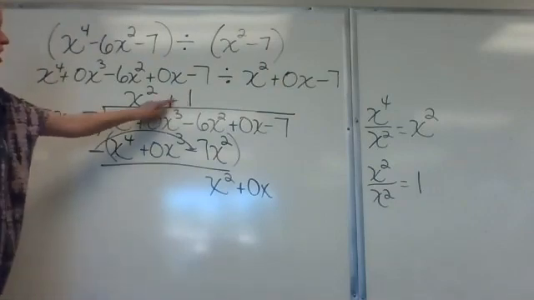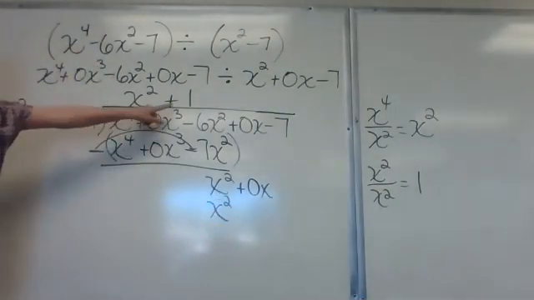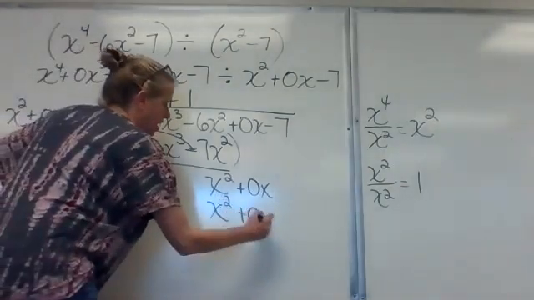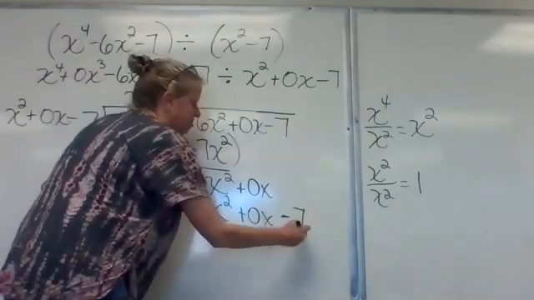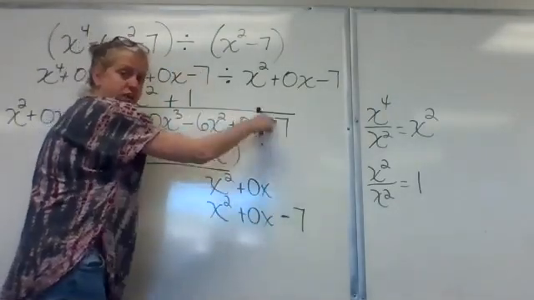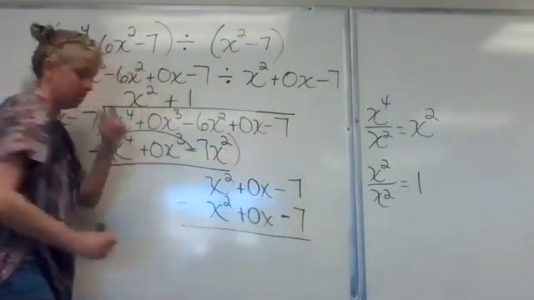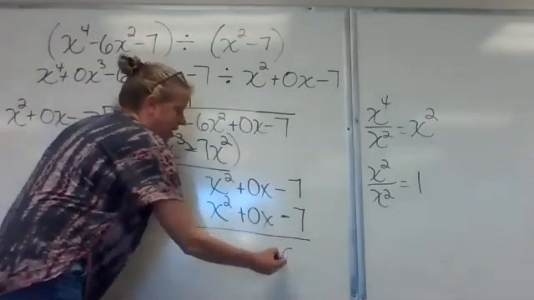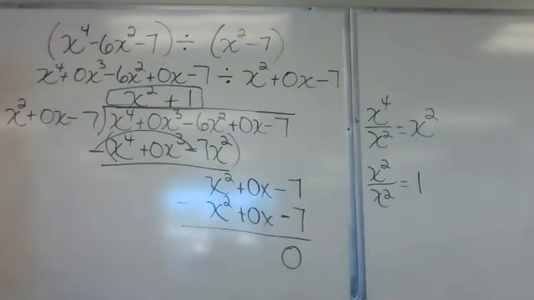Look what happens. 1 times x squared is x squared. 1 times 0x is going to give me 0x. But look what I also have. I still have 1 times -7, which is -7, which means I could have gone ahead and dropped down this -7 on the last step, because look what's left. Are these exactly the same? Yes, which means no remainder, so your answer is x squared plus 1.